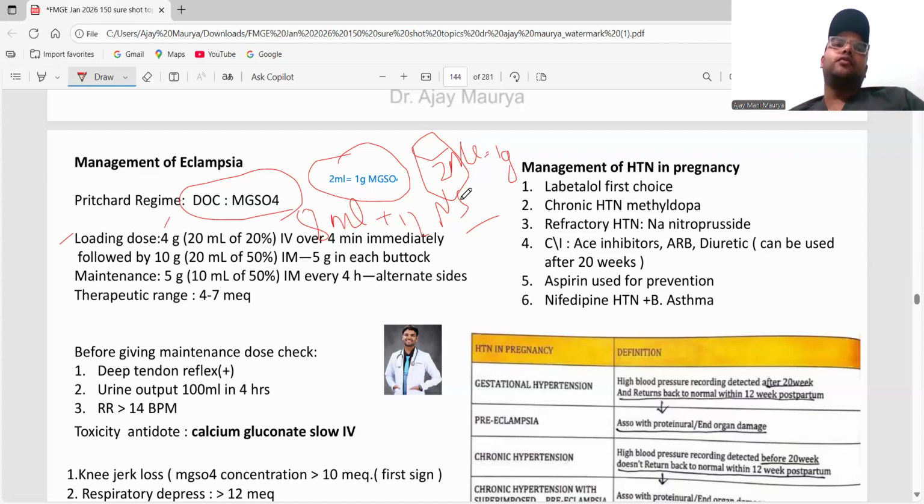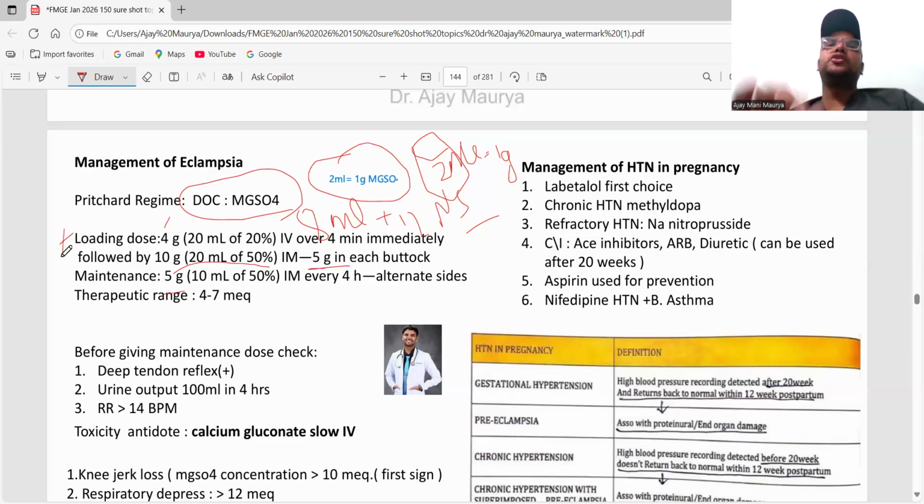The next one is the maintenance dose. For the maintenance dose, how much do you have to give? 5 grams IM every 4 hours. See here, this is IM, so there is no need to add NS. Directly you can give 5 grams IM. So the maintenance dose is 5 grams.